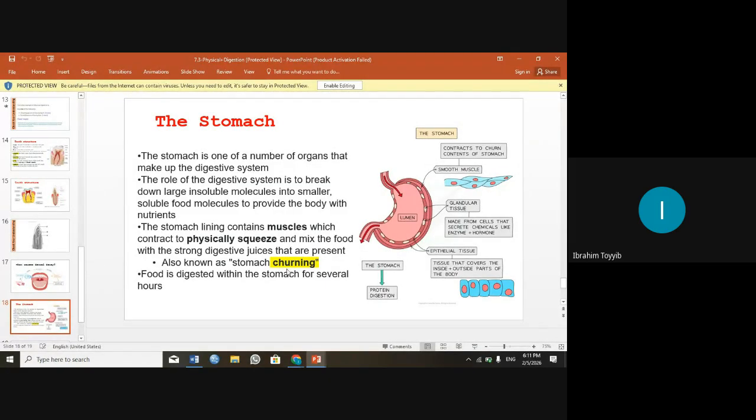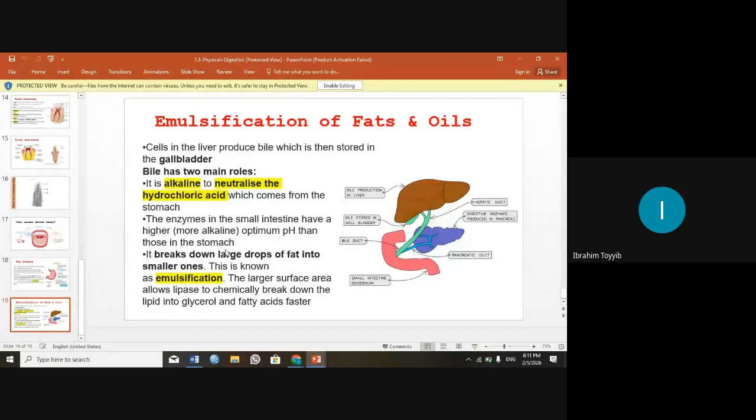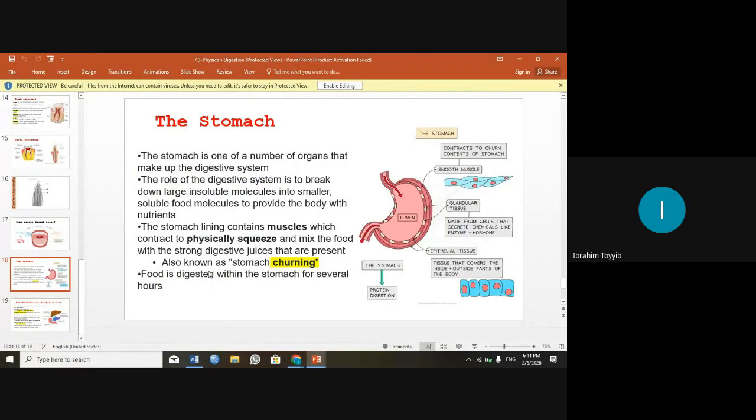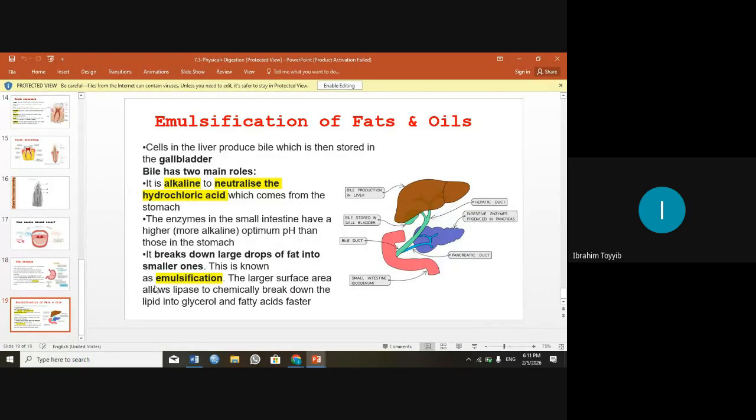So it's known as stomach churning. So there's no machine in our stomach. It's just the lining of the stomach that contains muscle that will contract, that will squeeze the food. And food is digested within the stomach for several hours. It can last 2 to 3 hours in your stomach.